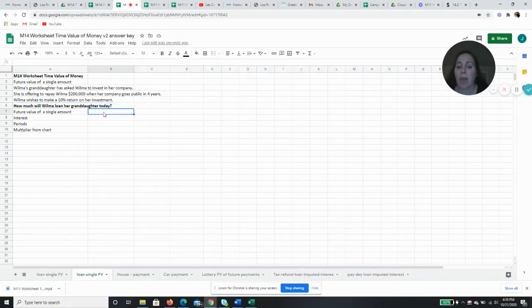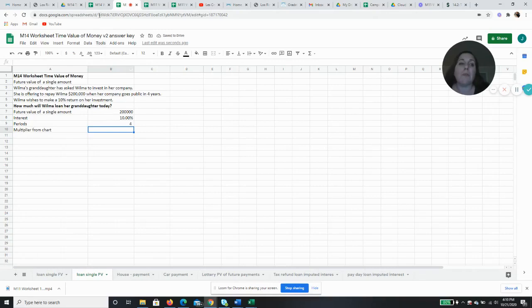Okay, so the future value is $200,000. And the interest Wilma wants to make is 10%. Okay, so if that's what she wants to make and she knows what she's going to get back, she has to calculate the most she's willing to give her granddaughter today that will allow her to make a 10% interest rate when she gets her money back in 4 years. So the periods are 4.